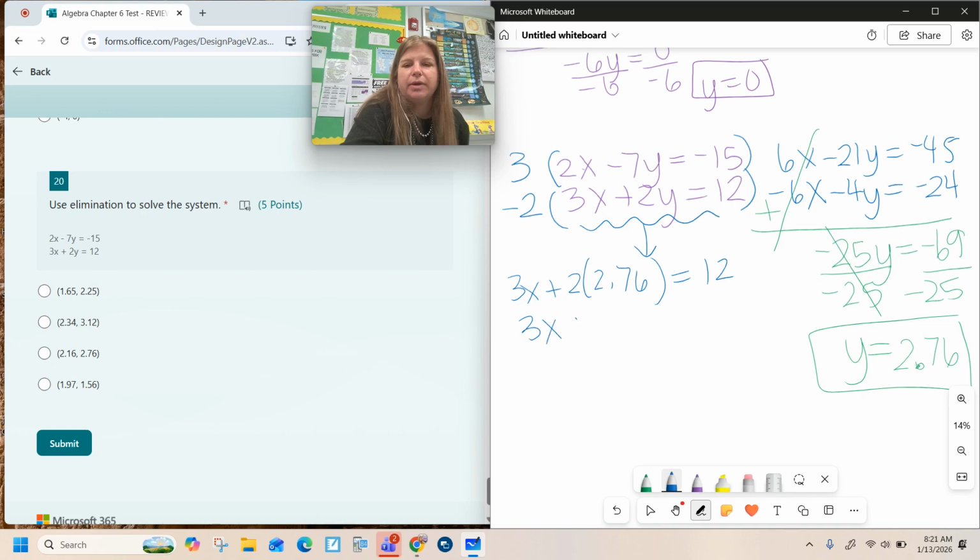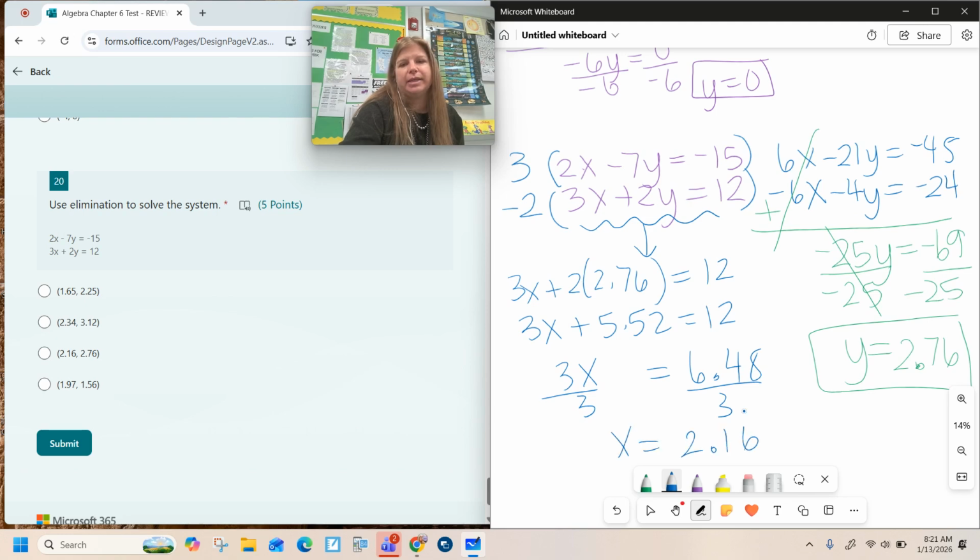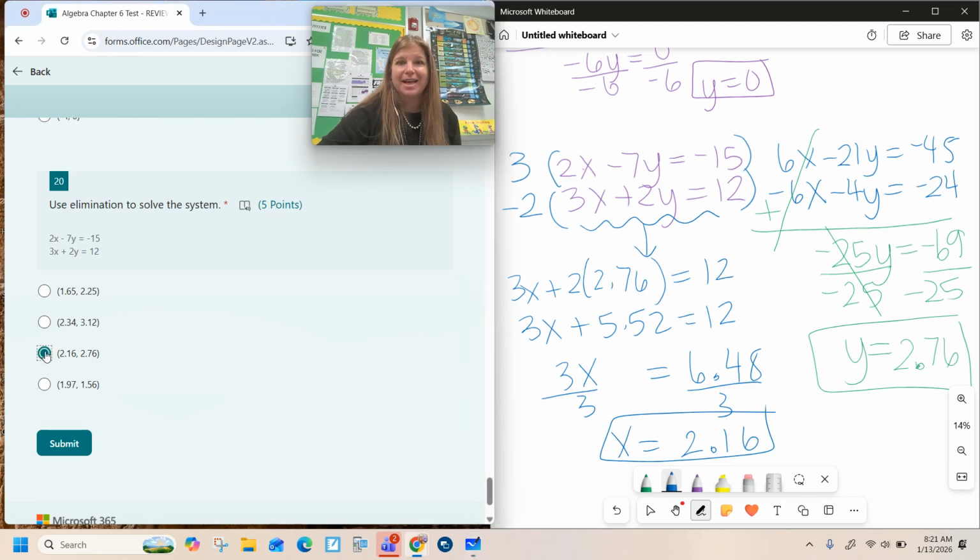This ends up becoming 3x plus 5.52 equals 12. 3x equals, right? I'm going to do 12 minus that 5.52. I get 6.48, and if I divide both sides by 3, I end up getting x equals 2.16. And there's my solution, 2.16, 2.76.